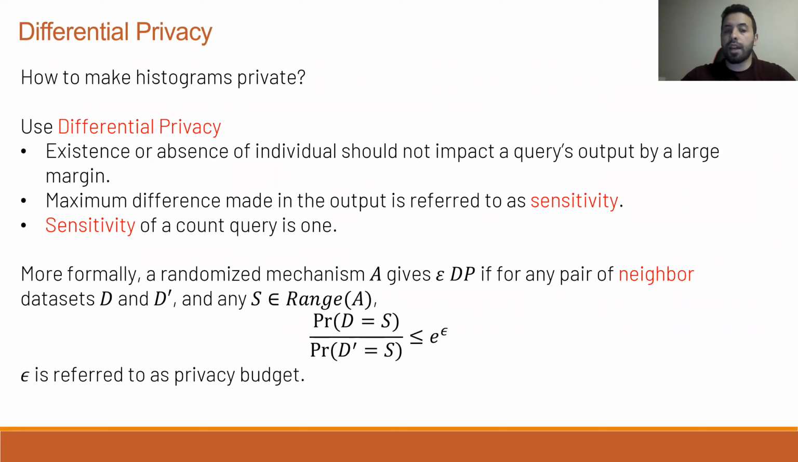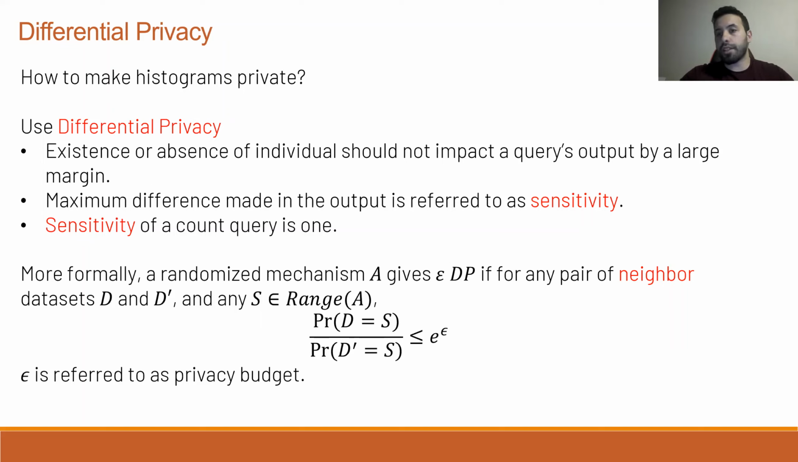The means to achieve privacy here would be based on the metric called differential privacy, which is the commonly used metric for statistical databases. The principal idea here is that the existence or absence of an individual should not impact the output of a query by a large margin.